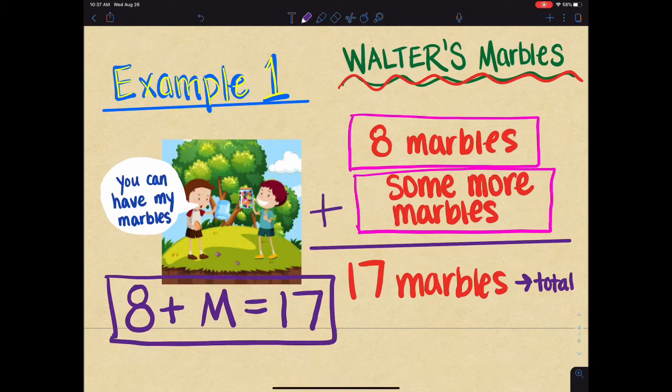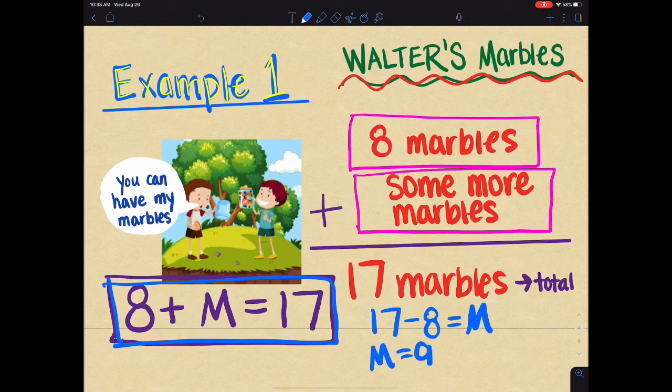So once you figure out the pattern of the story and you're able to figure out what they're trying to ask, are they asking for a missing addend or asking for a total, then you can figure out how to do the problem. Okay? So another way to rewrite this is to say, well, 17 minus 8 is equal to m. And then that's kind of a way to figure it out. And you can see that m is equal to 9. And the units here are going to be marbles, so don't forget your units. M is equal to 9 marbles.